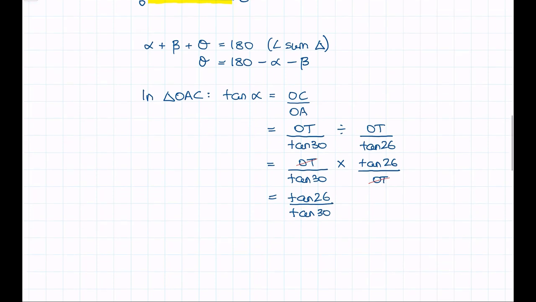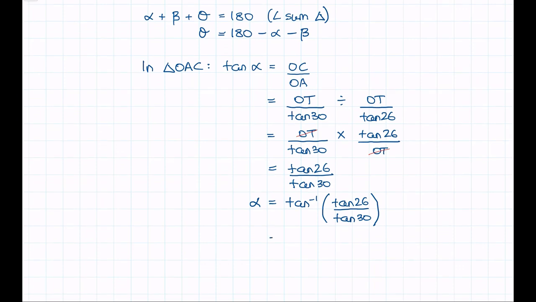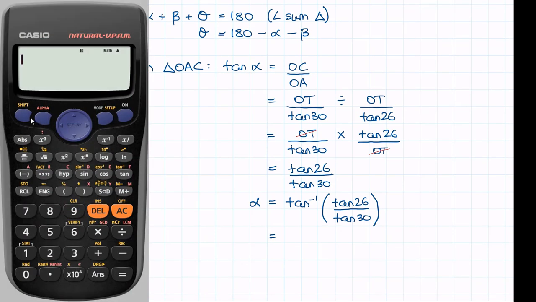And now we can therefore say that alpha, the angle we care about, is the inverse tan of tan 26 over tan 30. And these are all things we can put into our calculator to get a value for alpha. So let's do that now. So we want the inverse tan of the ratio of tan 26 divided by tan 30. So when we press equals, we get 40.19 degrees, or if I want that in degrees, minutes, seconds, it's 40 degrees, 11 minutes, 25.26 seconds.